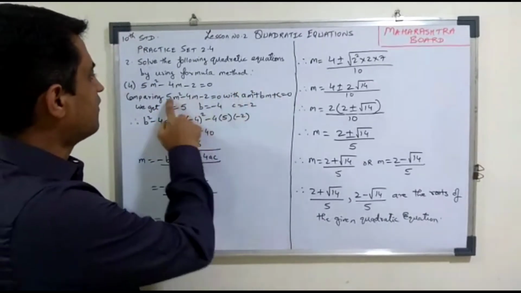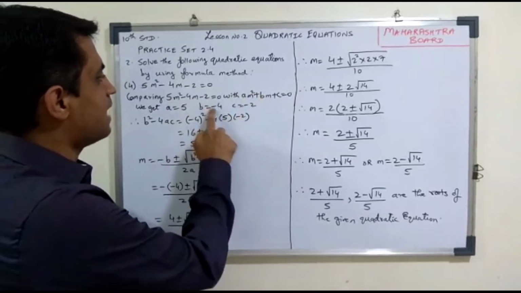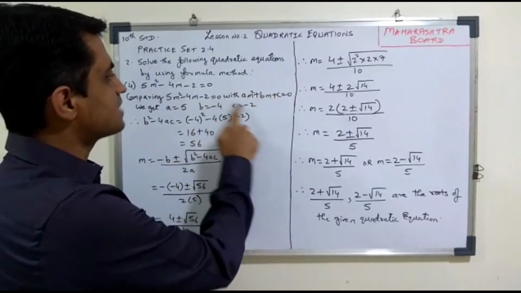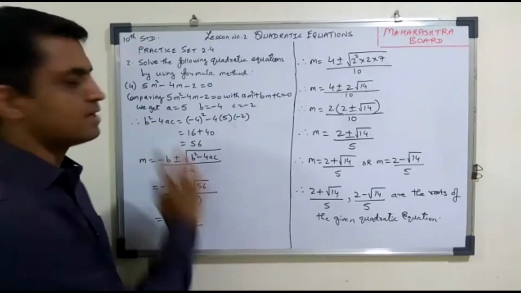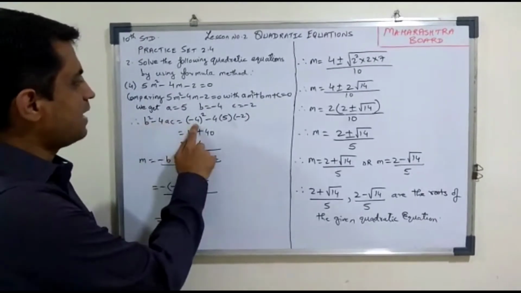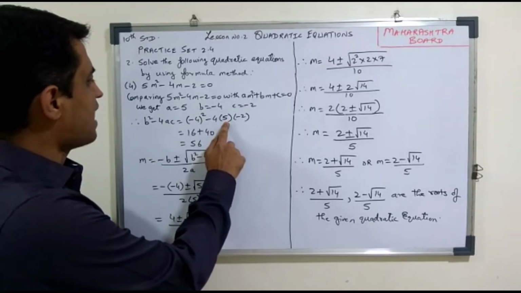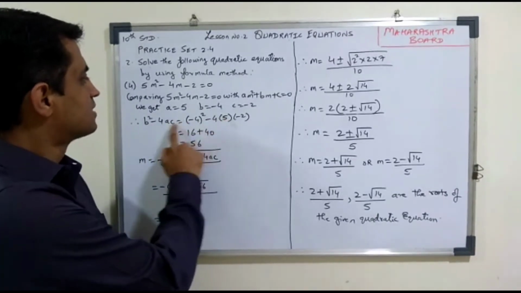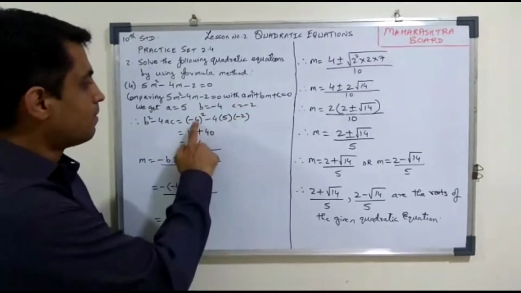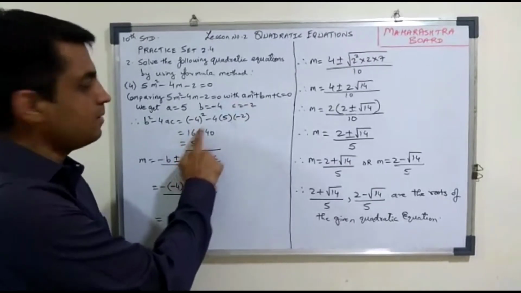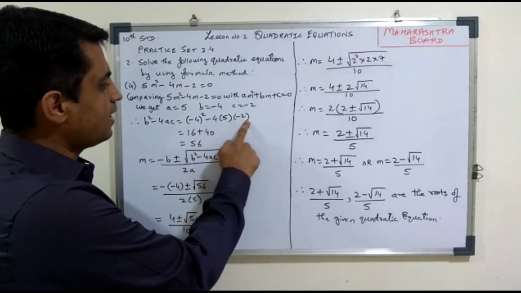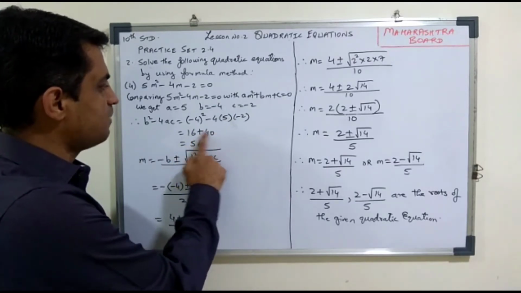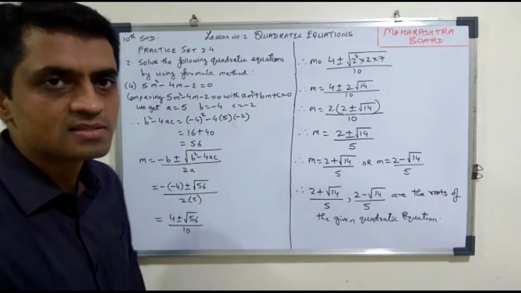You get the value of a as 5, value of b as minus 4, value of c as minus 2. So we got b square minus 4ac. The b value is minus 4, into 5. The a value is 5, the c value is minus 2. Minus 4 whole square is 16, minus into minus is plus, 5 4s are 20, 2 20s are 40. So we got 16 plus 40 as 56.